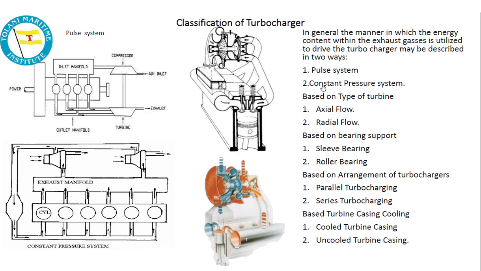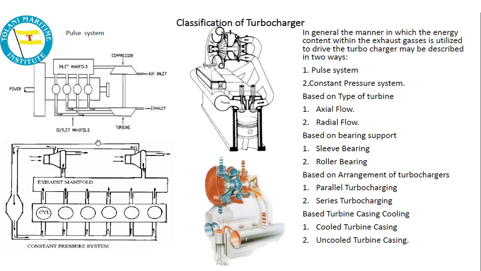You must have seen them in generator engines and in two-stroke engines. They are different based on types of turbine: axial flow and radial flow. Based on bearing support we have sleeve bearing and roller bearing. Based on arrangement of turbocharger we have parallel turbocharging and series turbocharging. In the first slide I have shown you the parallel and series. Based on turbine casing cooling, we have cooled turbine casing and uncooled turbine casing. Based on these things we also have this picture.